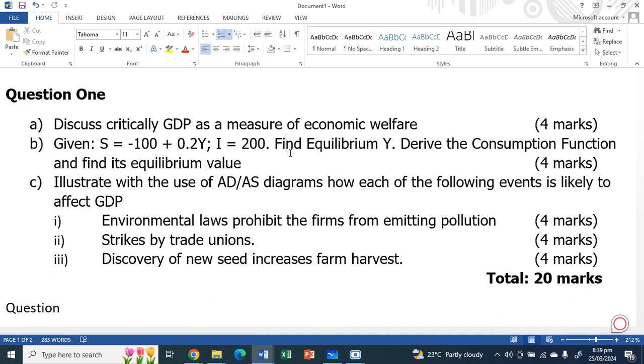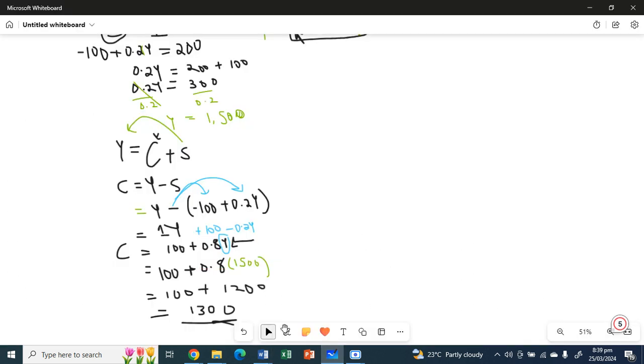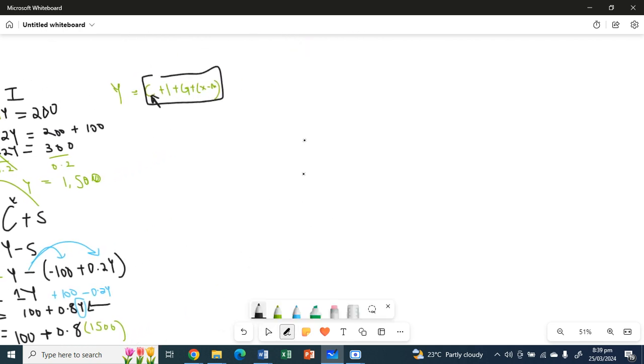We can go now to part C. Illustrate with the use of aggregate demand and aggregate supply diagrams how each of the following is likely to affect GDP. So the first scenario, we have environmental laws prohibiting firms from emitting pollution. So before we go there, let's draw our aggregate demand and aggregate supply graph.